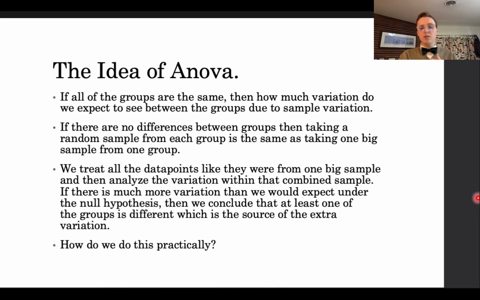This means that while doing ANOVA, we can treat all of the data points from the different groups as one big sample, and then analyze the variation within that one big sample. If there is more variation in that sample than we would expect, assuming the null is true and the populations are the same, then we can conclude that at least one of the groups is actually different, which is the source of the extra variation. I really hope that made sense, but even if it did, it is probably hard for all of you to imagine how you can actually analyze these sources of variation practically.